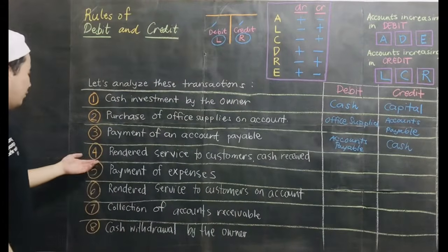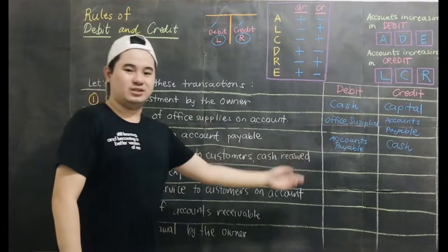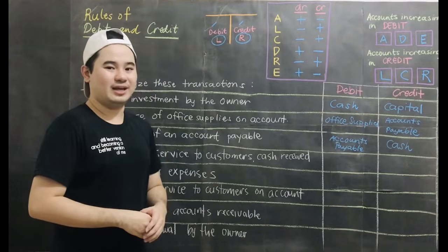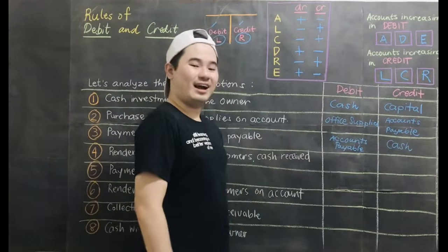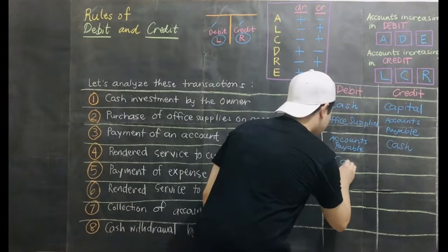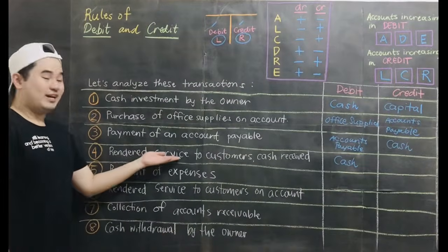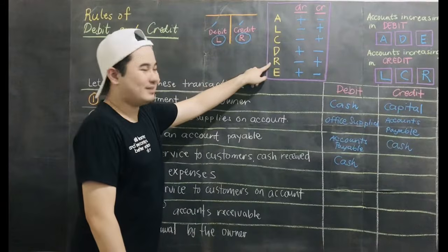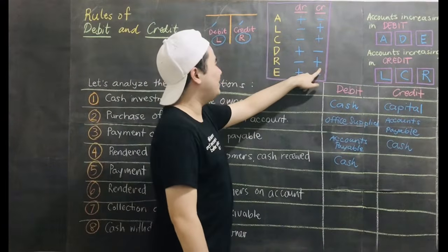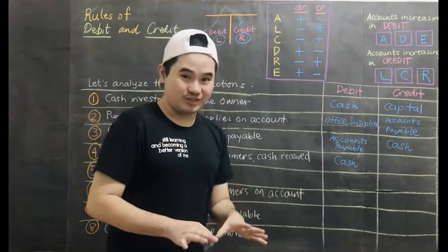Next. Number 4. Rendered services to customers cash receive. O, ano kayang asset yung nagkaroon tayo? Cash. So, anong gagawin natin? De-debit natin ang cash. Tapos, dahil nag-render tayo ng service, magkakaroon tayo ng revenue. Pag tayo ay nagkakaroon ng revenue, nilalagay sa credit. So, nag-credit natin dito. Service revenue.